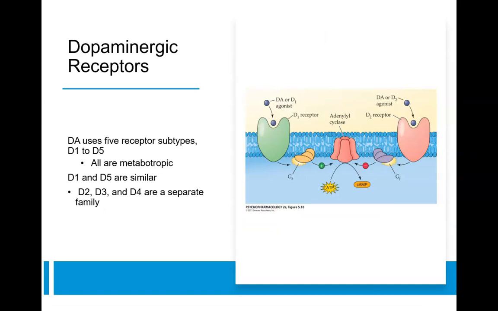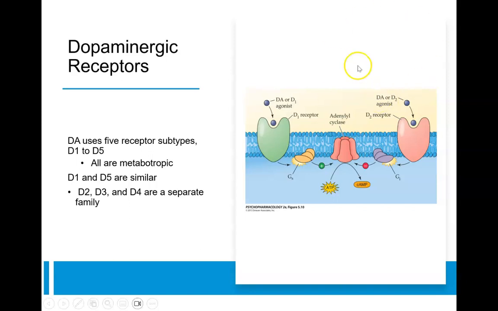So we're going to talk a little bit about the dopamine receptors. Dopamine uses 5 different receptor subtypes. We go D1 through D5. All of them are going to be metabotropic. We have what is called a D1 family, and we have what's called a D2 family. D1 and D5 are going to be a part of the same family. D2, D3, and D4 are going to also be a part of the same family.